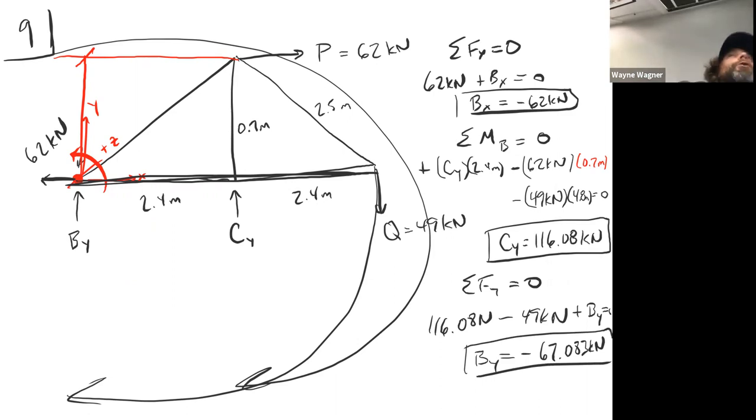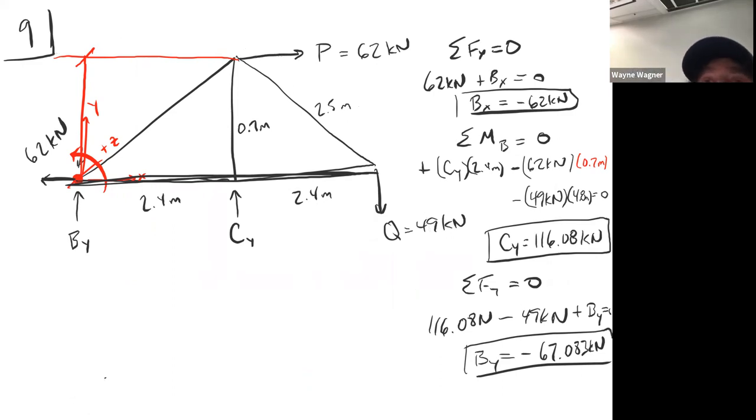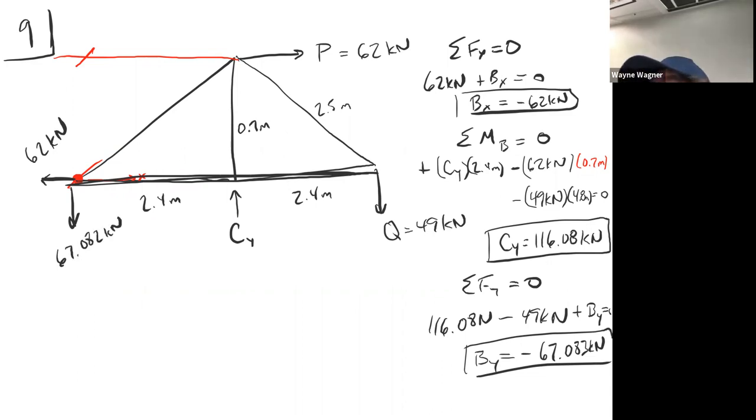So, you know, the first step of these usually is to get the reactions. In this frame, you almost certainly need the reactions before you do anything else. Okay, so once you've done that, this thing is a lot easier. So I'm going to start erasing some things that are kind of in the way. I don't need all this business. Okay, once we have the reactions, so BY is negative, so it's right here. So that's 67.082 kilonewtons. CY is 116.